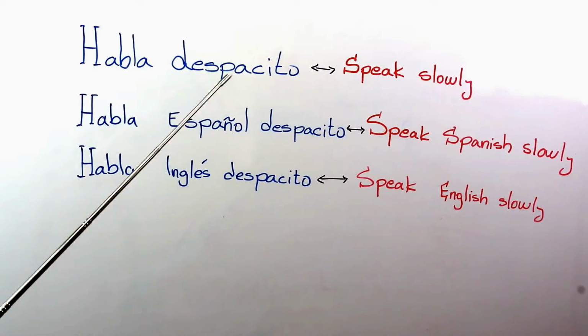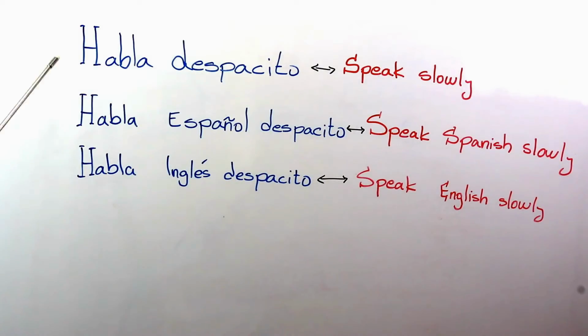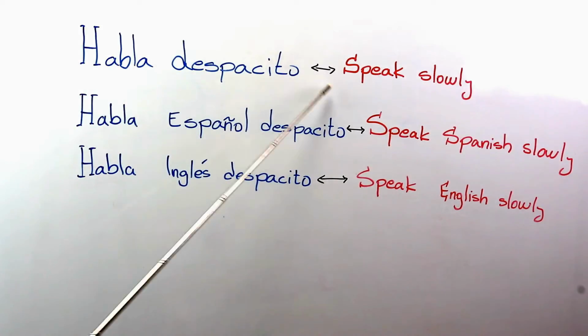We combine it with the verb to speak, to talk, which is hablar. So if you want to ask someone to speak slowly, you would say habla. Now remember, the H in Spanish is silent, so we do not pronounce it as habla. That would be incorrect. We pronounce it as habla despacito, which means speak slowly.